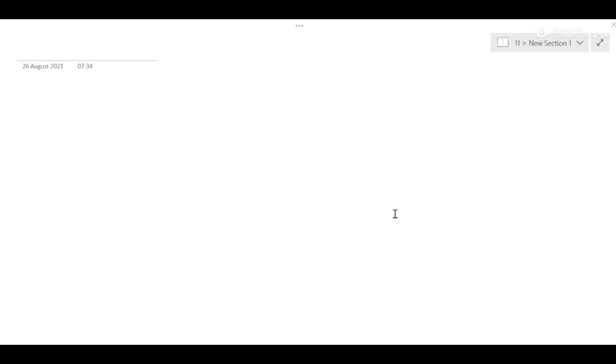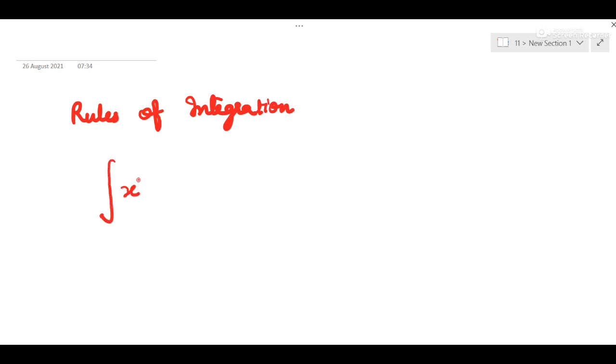Hello children, so we will make ourselves aware of the rule of integration. Integral calculus. We will only do as much as we require in physics. So this is what I have written.